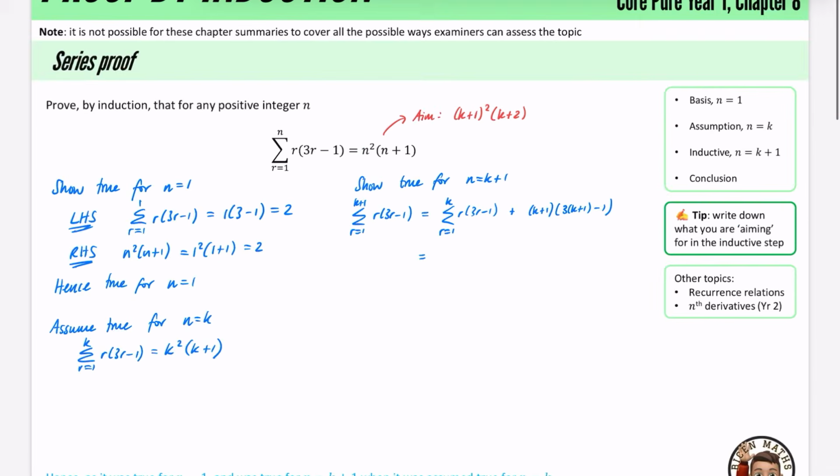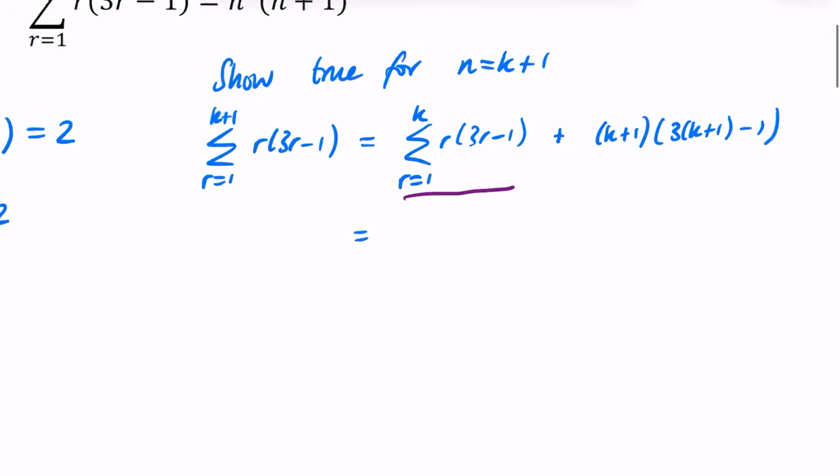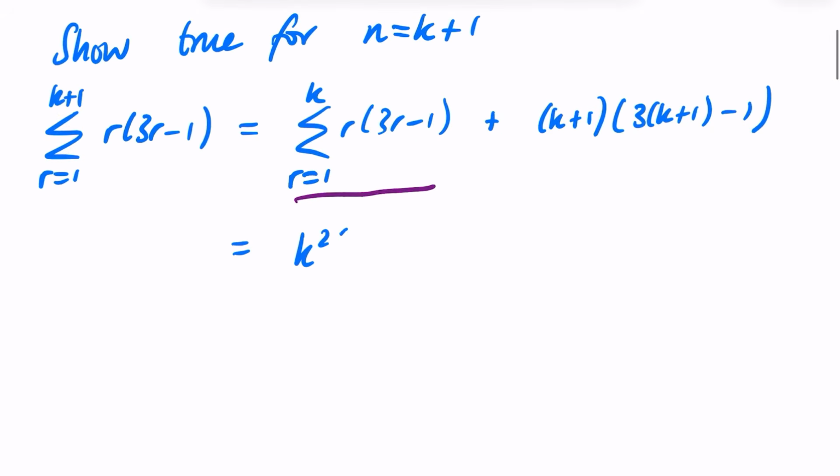Now, I did say this just here. This thing is the part that we've assumed down here, okay? So I can say that that is k squared times (k plus 1). And then for the next part, we have a (k plus 1).